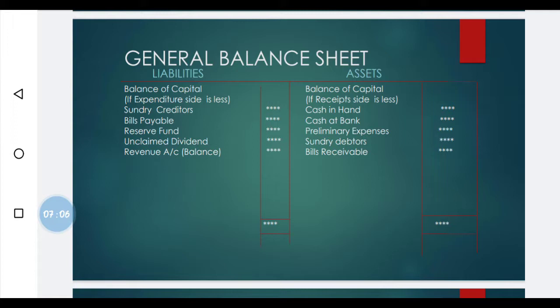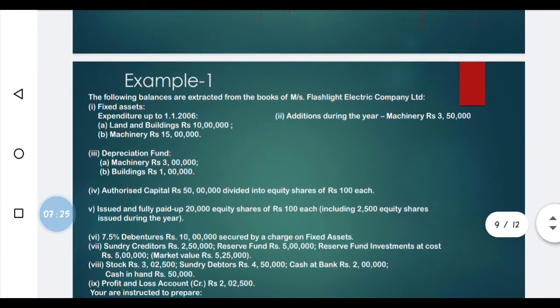So you have to prepare the capital account separately, and that balance should be transferred to the general balance sheet, and then you prepare the general balance sheet. So the balance sheet is split into two types, that is, capital account and general balance sheet. That's why it is known as the double account system. Now we are going to see a sum.